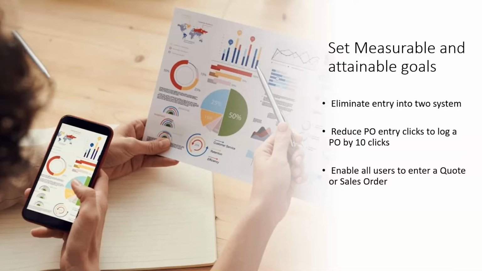Another example of a measurable and attainable goal is we want to enable all users to enter a quote or a sales order. Everyone in the system should be able to enter a quote. And right now, maybe it's a separate system and you only have a handful of users using a sales or CRM tool to enter quotes. But we want to open that up. We want everybody in the system to be able to enter a quote. Or maybe I want one place to view everything about a customer. I'm sure everyone's heard this one before. This is the 360-degree view of a customer, right? From one form, I want to see everything that's going on with my customer. Those are all good goals.